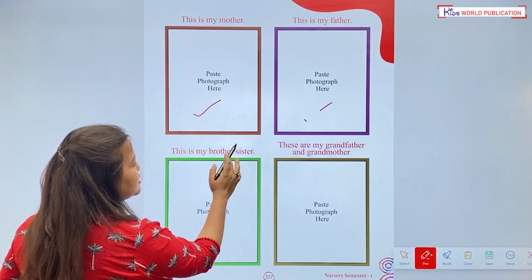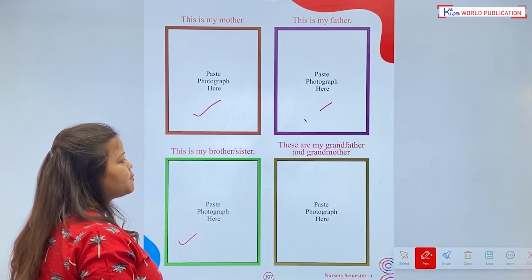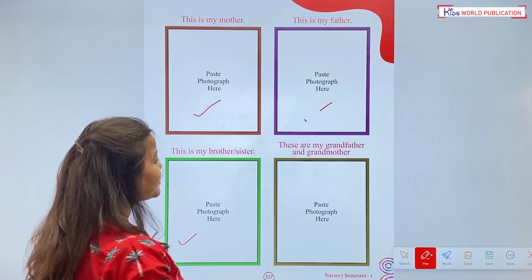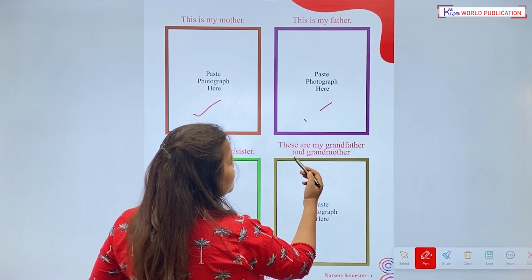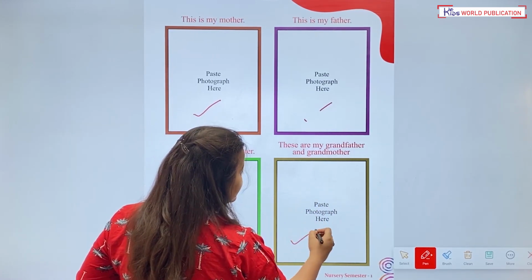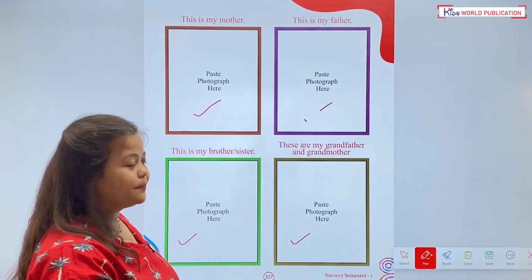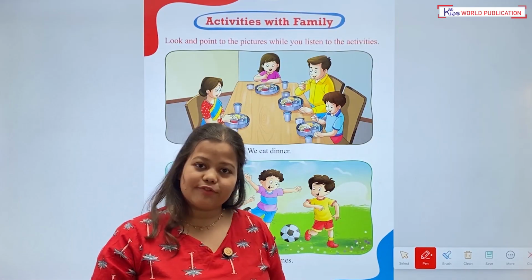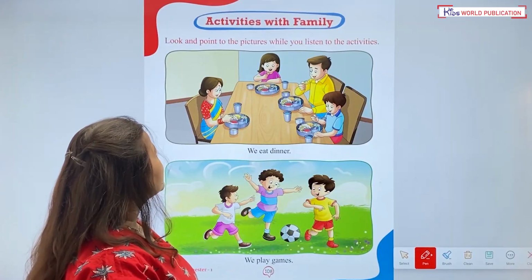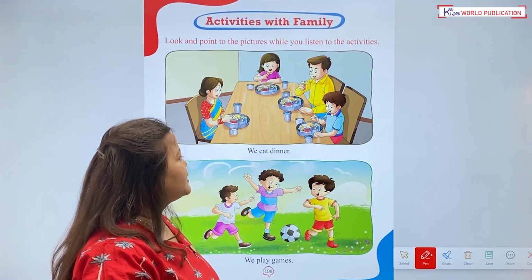This is my brother and sister. Paste photograph here. You will paste your brother or sister photograph here. These are my grandfather and grandmother. Paste photograph here. So kids, here you will paste your grandfather or grandmother's picture. Activities with family. Look and point to the pictures while you listen to the activities.